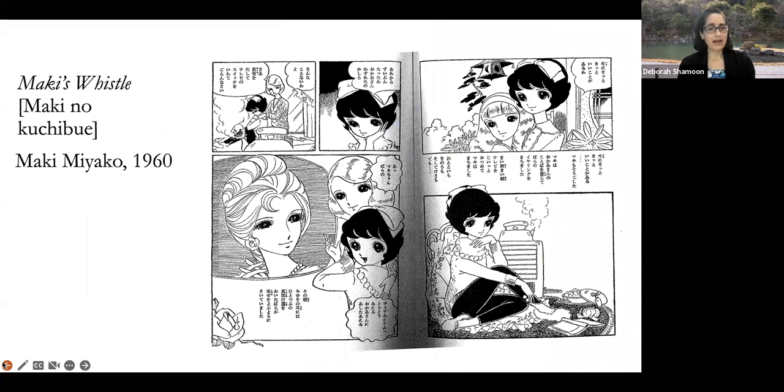But shoujo manga actually also developed from illustration, specifically the style of illustration called jojoga, or lyrical pictures, that accompanied serialized novels in girls' magazines of the 1920s and 1930s. And this is what I wrote about in my book, Passionate Friendships. I'm not going to go into more detail on that here. But we can see that influence in this example from Maki's Whistle by Maki Miyako in 1960.